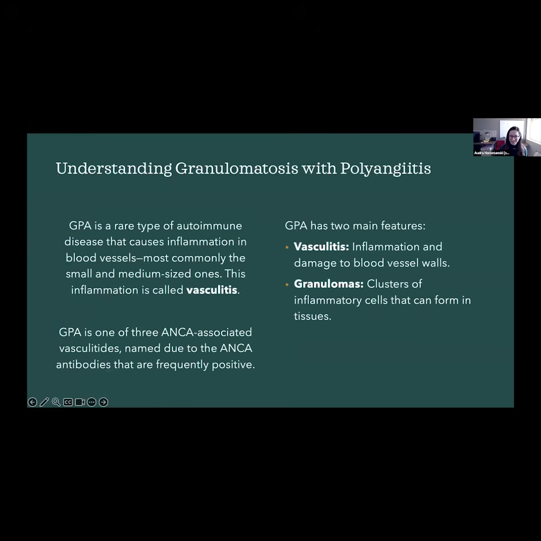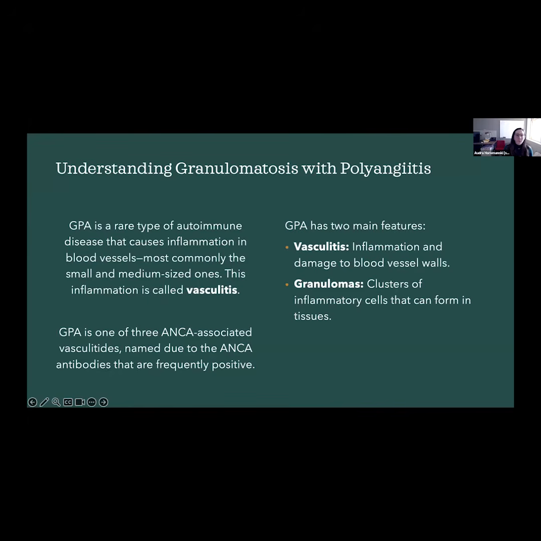So, understanding granulomatosis with polyangiitis, which is a very long name, so going forward, I'll refer to it as GPA, our typical abbreviation. So GPA, it's a rare autoimmune disease that causes inflammation of blood vessels, most commonly the small and medium-sized blood vessels. Very rarely it can affect large blood vessels. This inflammation is called vasculitis, and if you break down that word, the vas meaning vessel and itis meaning inflammation, so it makes sense there.